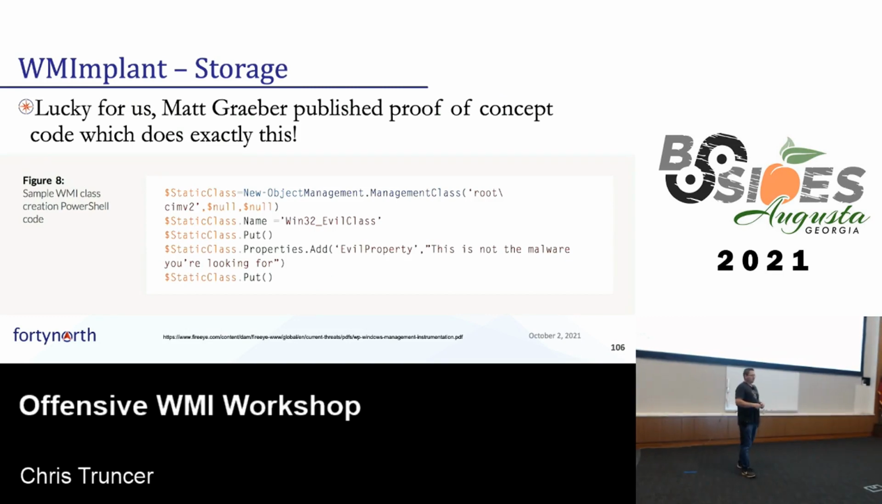Matt Graber actually published proof-of-concept code in a white paper that did exactly this. We're creating a management class, with the class name, in this case, Win32_EvilClass, and then calling the Put method. You can think of Put as basically Save; it saves whatever you just changed to the system. Then they create a property called EvilProperty with the value "This is not the malware you're looking for," and call Put on that again. That should create the class and a property within that class on whatever system I'm targeting.